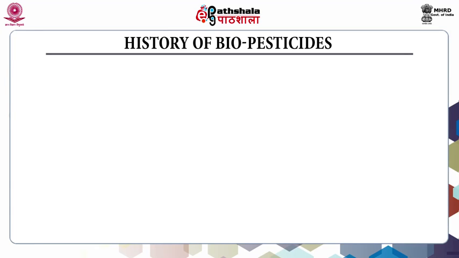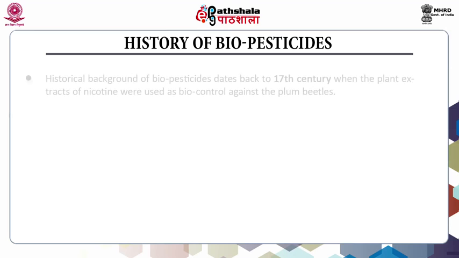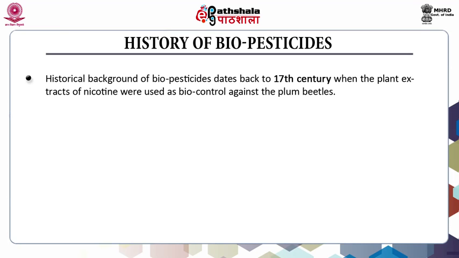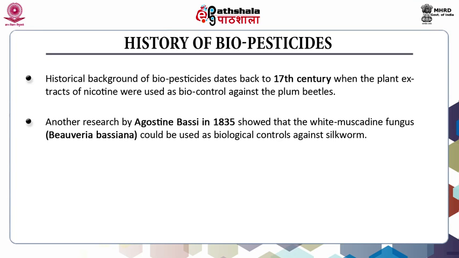Coming to the next part, that is the historical background of biopesticides. It dates back to the 17th century when plant extracts of nicotine were used as biocontrol against plum beetles. Another research by Agostino Bassi in 1835 showed that the white muscardine fungus, that is Beauveria bassiana, could be used as biological control against silkworm.